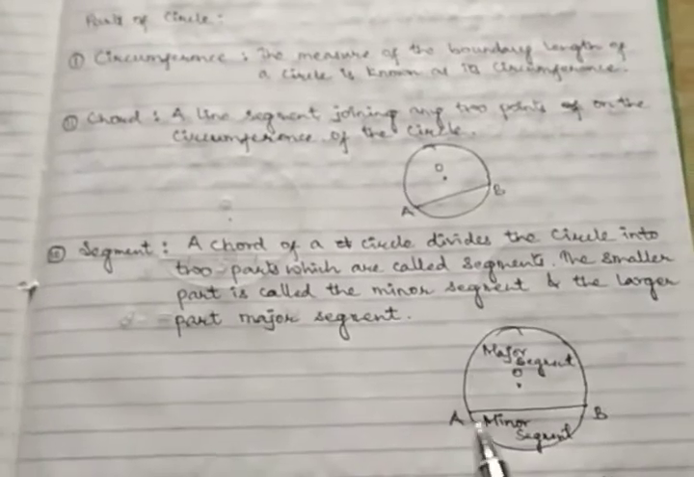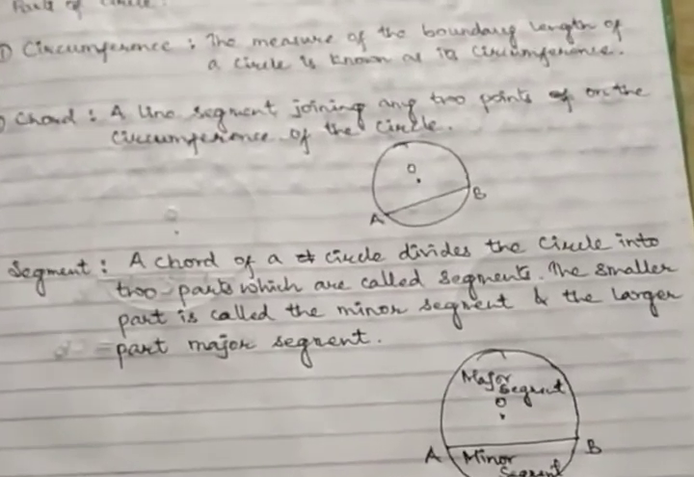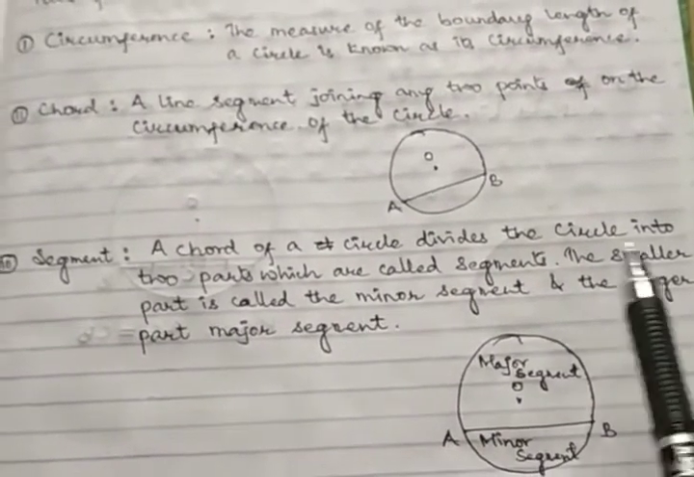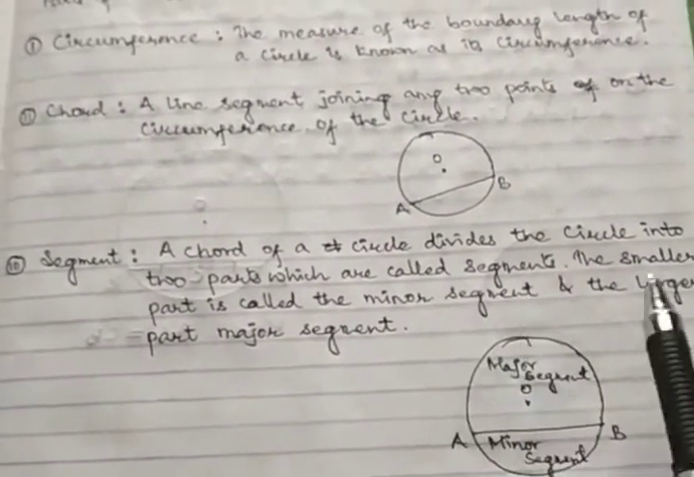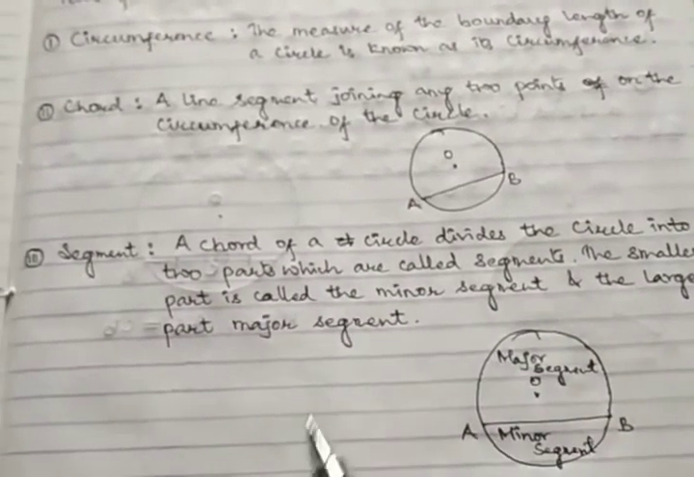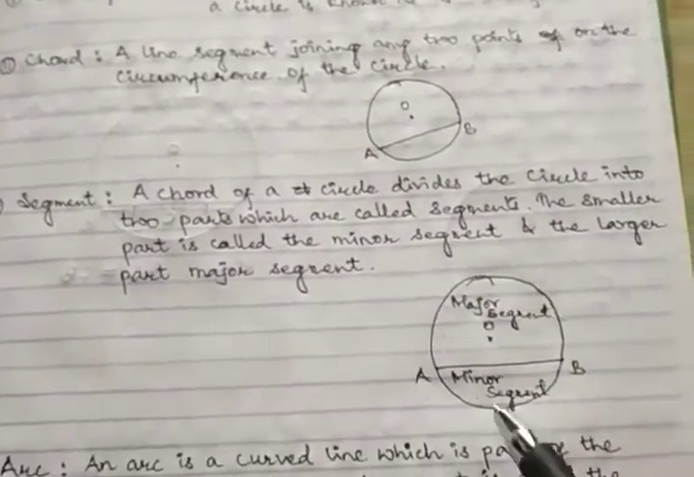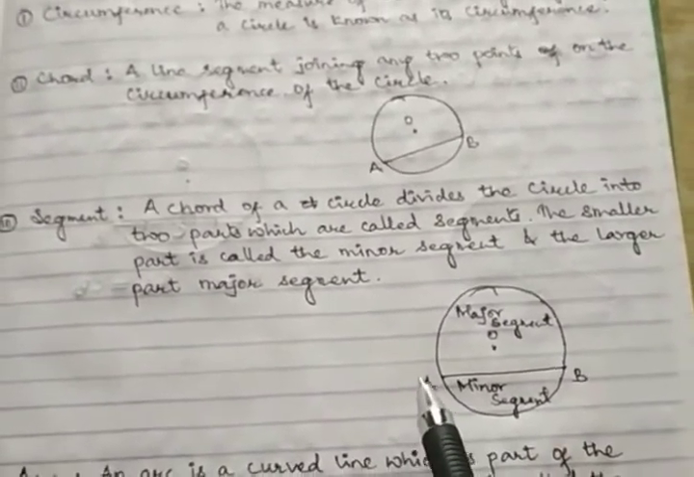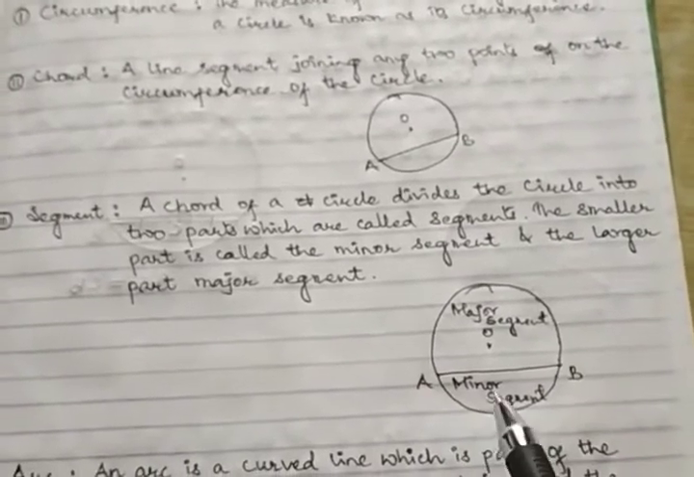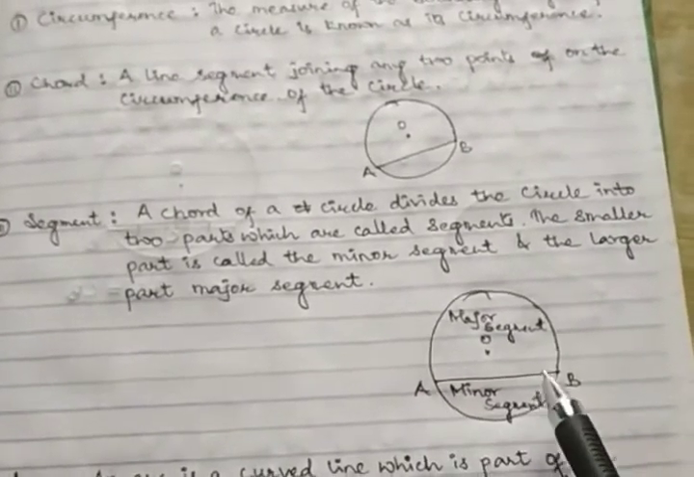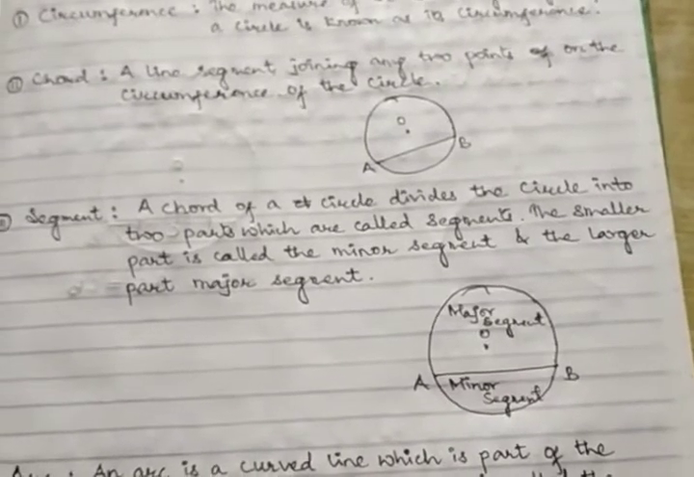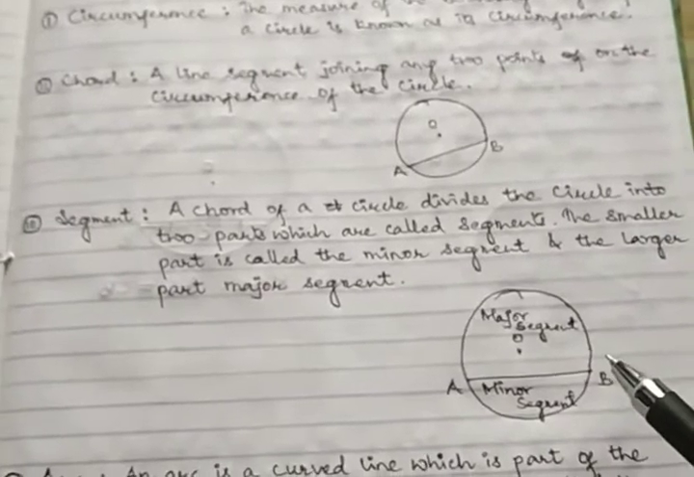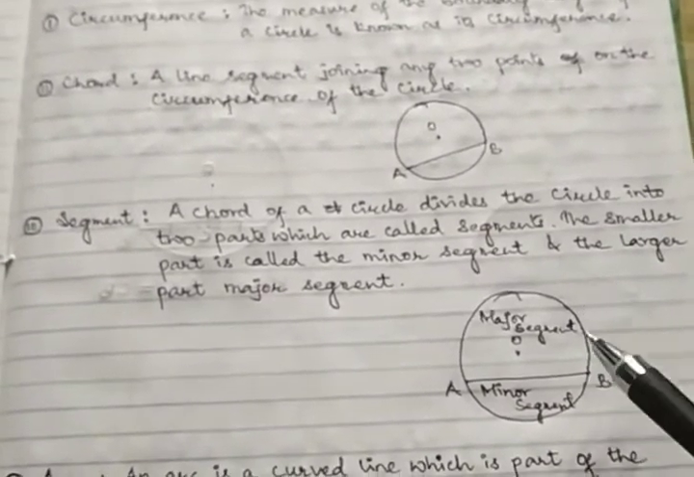Now next comes a segment. A chord of a circle divides the circle into two parts, which are called segments. The smaller part is called the minor segment and the larger part is called the major segment. For example, if there is a circular paper and you are cutting the circular paper into two parts, not exactly from the middle. Suppose you have cut it in the portion 75 to 25. Let's assume you have cut this circular paper into 75% and 25%.